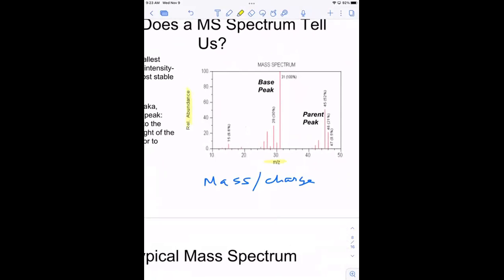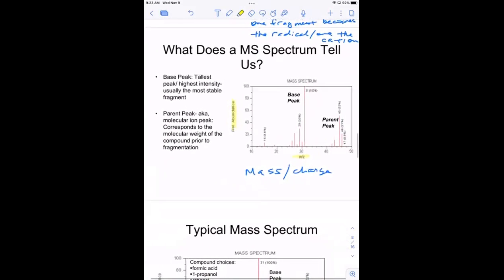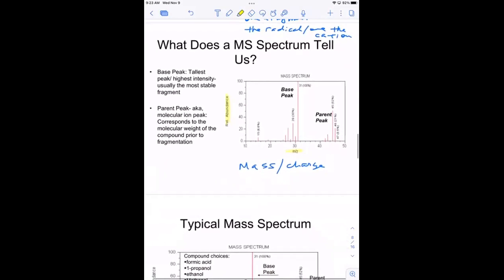There are some really important peaks in here that we're going to point out. Obviously, I have this one labeled as the base peak. That's your tallest peak, and usually the most stable fragment. So the base peak is the tallest peak in the spectrum and the most stable fragment. That's why it's the most intense, so the tallest, because it's the fragment that's most persistent and the most stable. So that's why you see that.